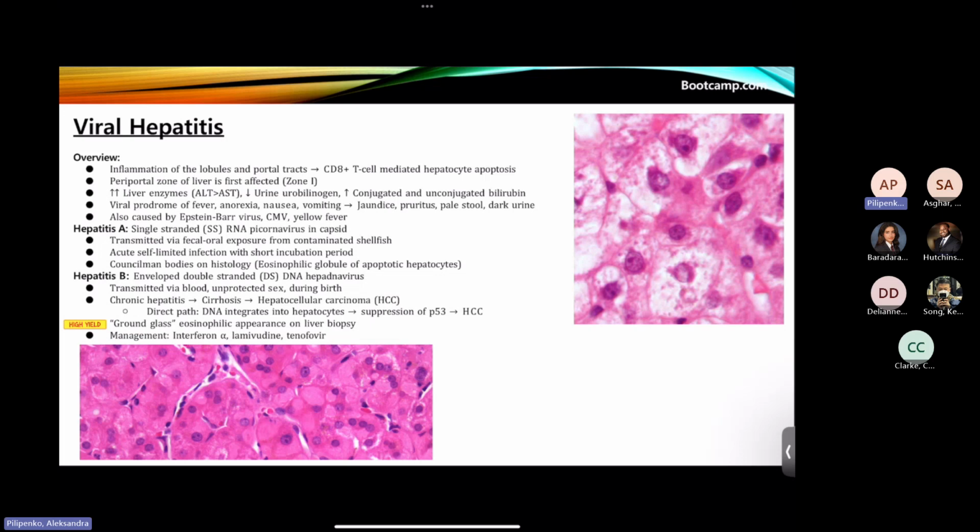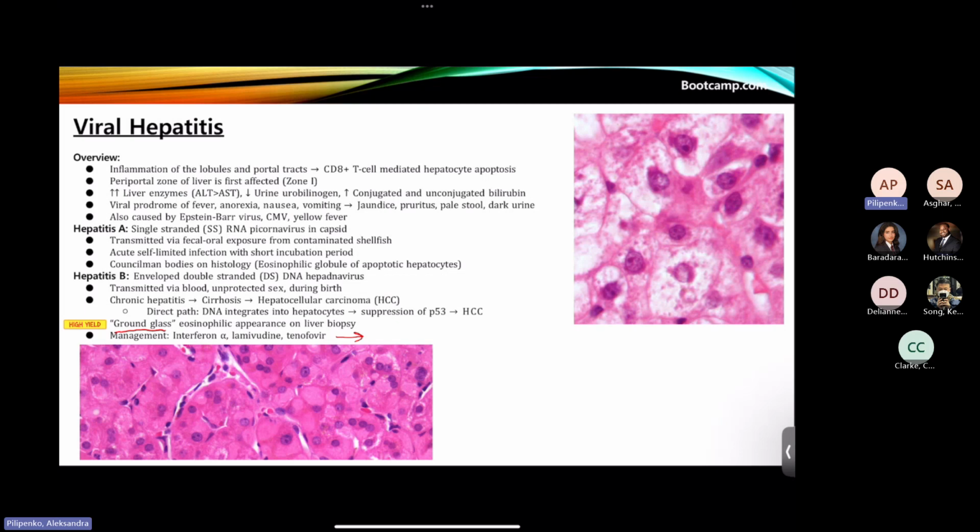Viral hepatitis. Okay, so Sani already talked about hepatitis A and B. This is just for your information. How would hepatitis B liver look like on liver biopsy? They use buzzword ground glass, and you will learn which drug to use for hepatitis B.